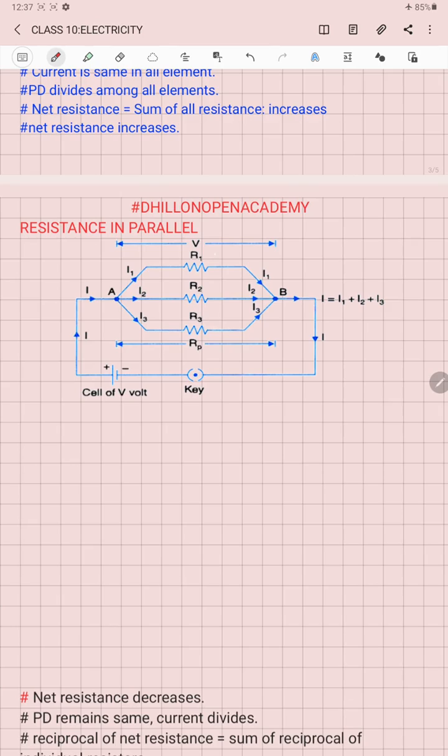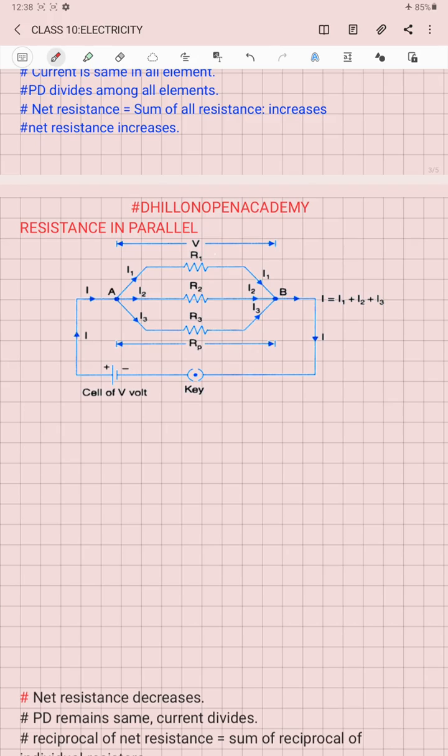The battery positive terminal is connected to the point A, and the negative terminal is connected to the point B. Now these points A and B are known as the junctions. What is a junction? A junction is a point in a circuit where either the current is going to divide or the current is going to be added together.